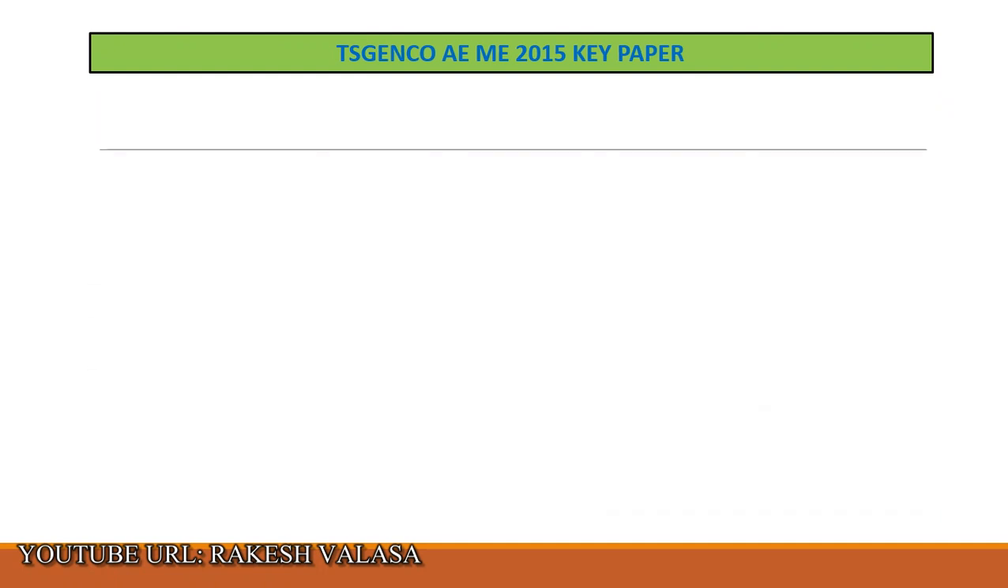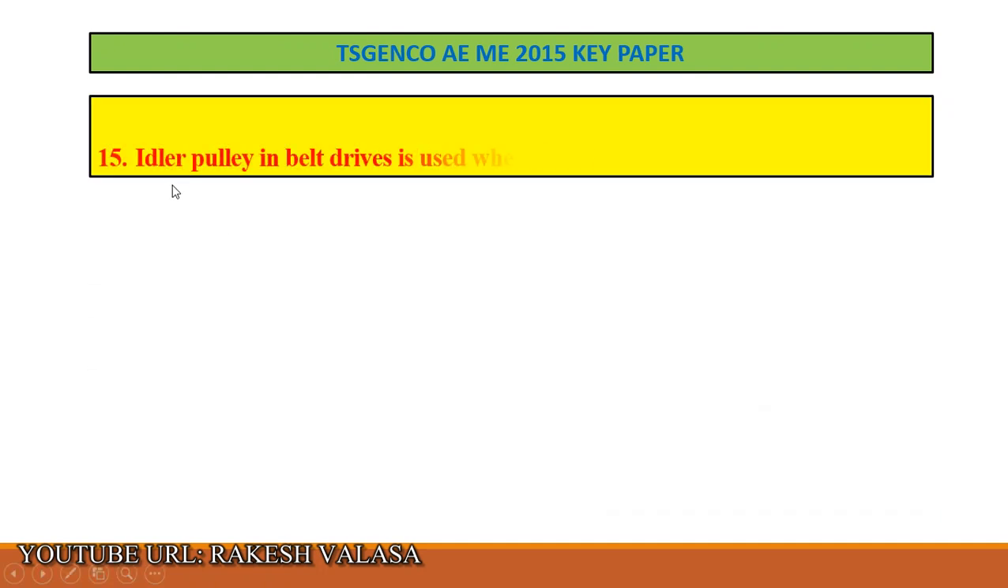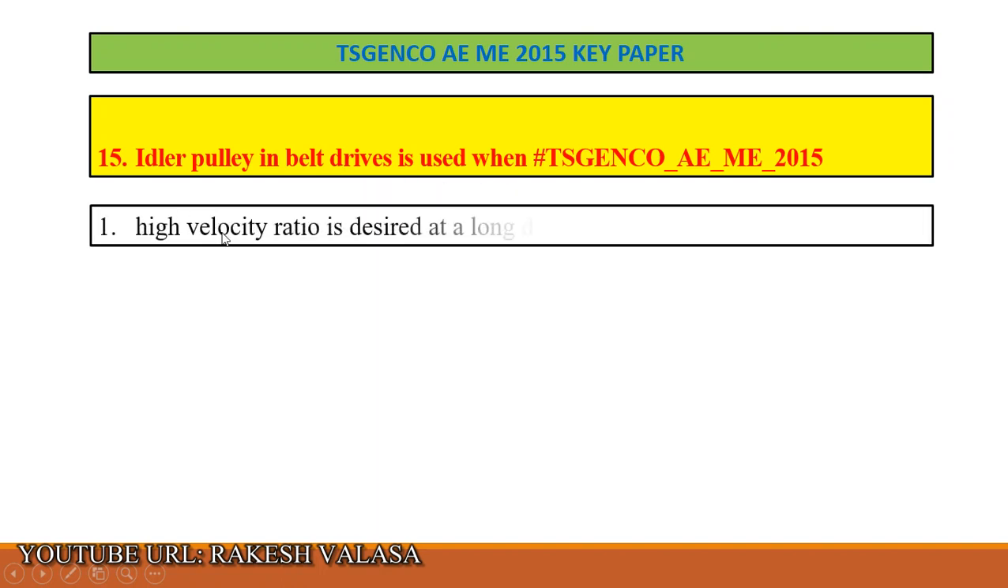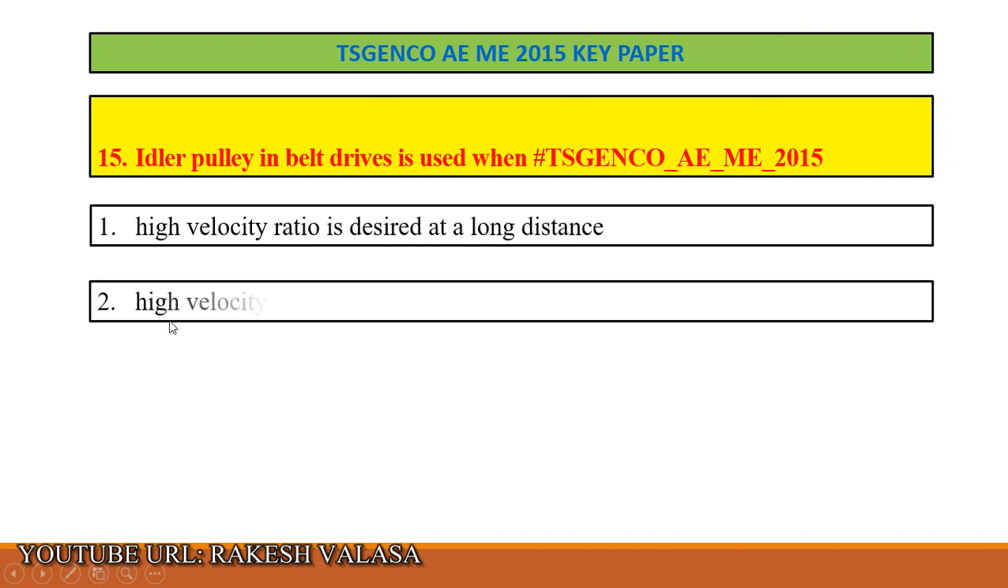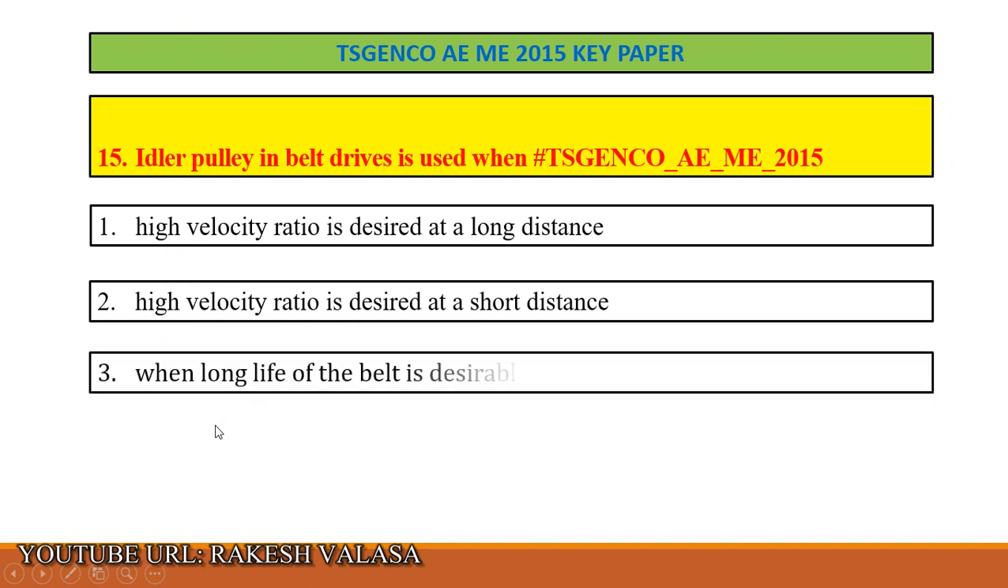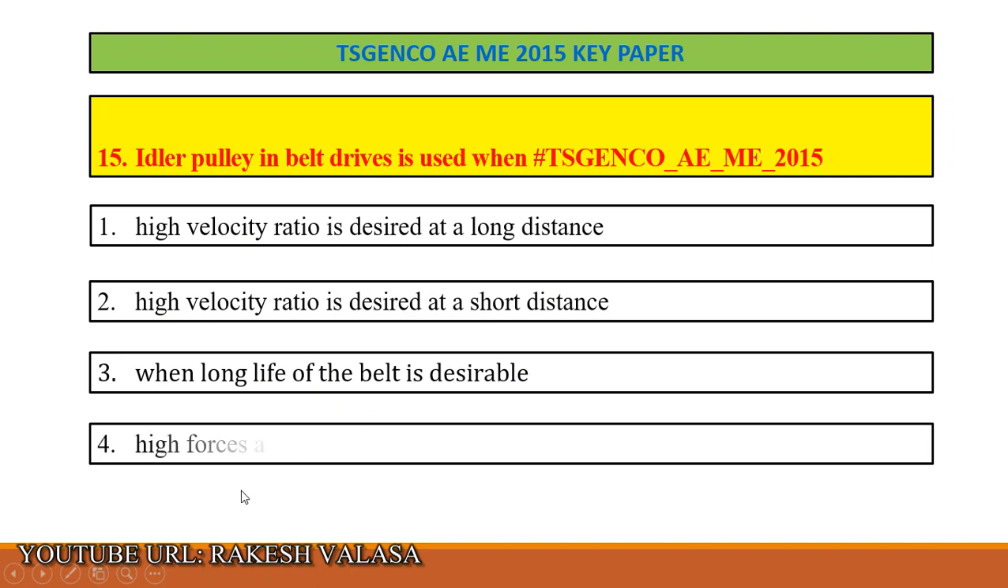Question number 15. Idler pulley in belt drives is used when? Option 1. High velocity ratio is desired at a long distance. Option 2. High velocity ratio is desired at a short distance. Option 3. When long life of the belt is desirable. Option 4. High forces are required to be transmitted.